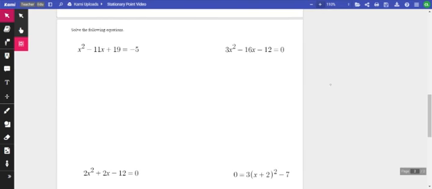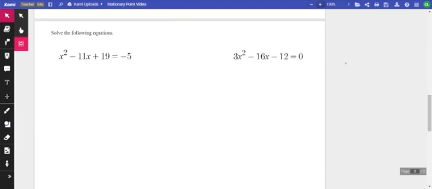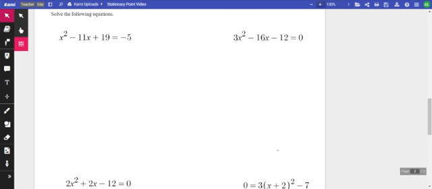All right, so we seem to have a little trouble remembering how to solve quadratics, so I'm going to do a little video to help with that. So really there's 4 different ways to solve quadratics: by graphing, factoring, completing the square, or using the quadratic formula.